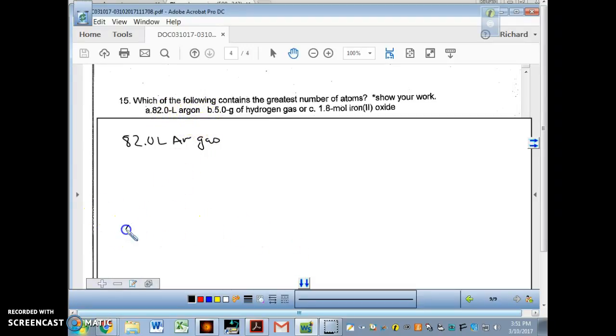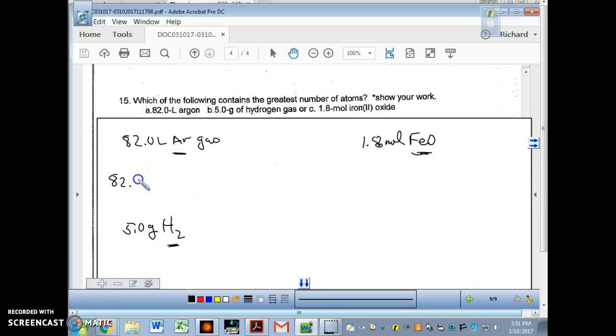Then we're going to do 5 grams of hydrogen gas, which is H2. And then our third problem, I'm going to try to get all these on the same screen, is 1.8 moles of iron 2 oxide, which is FeO. So we've got to get all these to atoms. The nice thing is this is already an atom, this is a molecule, and this is a molecule. So the first thing we have to do is convert these liters to moles and then change it to atoms.